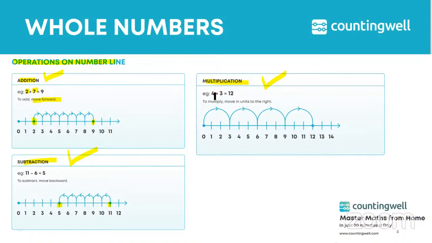Let us see for multiplication. For multiplication, we have to move in units to the right. So you can see here there are 3 units and 4 steps to the right. And each step should have 3 units. So moving 4 steps with 3 divisions in each step, we get the number 12. So this is how we add, subtract or multiply numbers using number line.